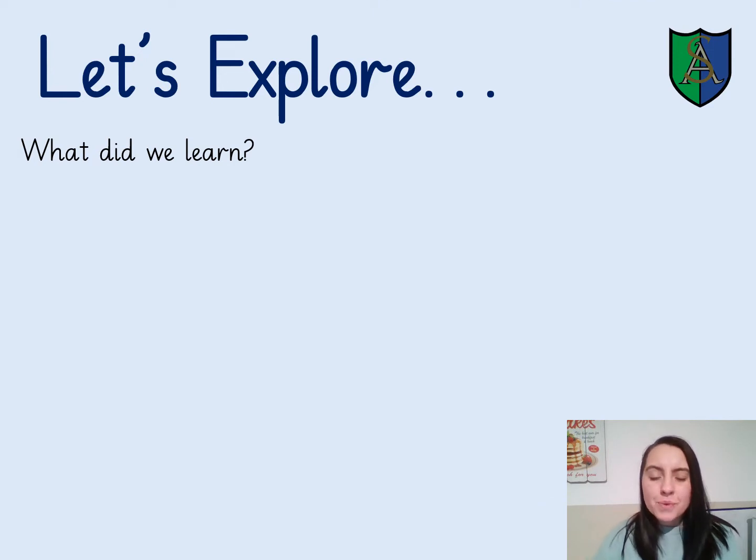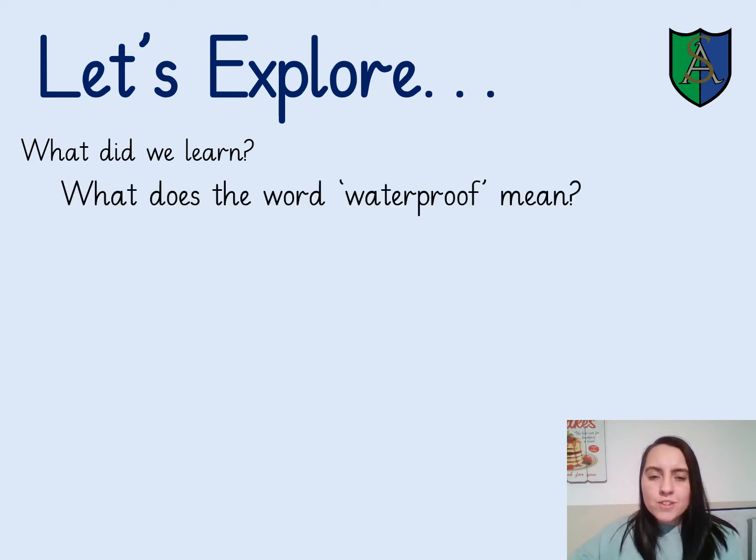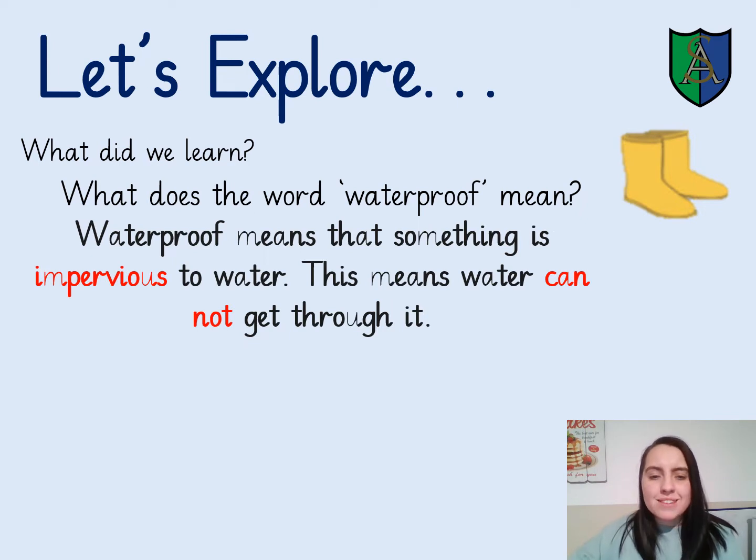Okay, so what did we learn from the video? Well, we should have learned all about waterproof and water resistant. Here are my definitions. What does the word waterproof actually mean? The word waterproof means that something is impervious to water, and all this means is water cannot get through it. Impervious just means that water cannot pass through that material, okay? So if something's waterproof, no water can pass through it.